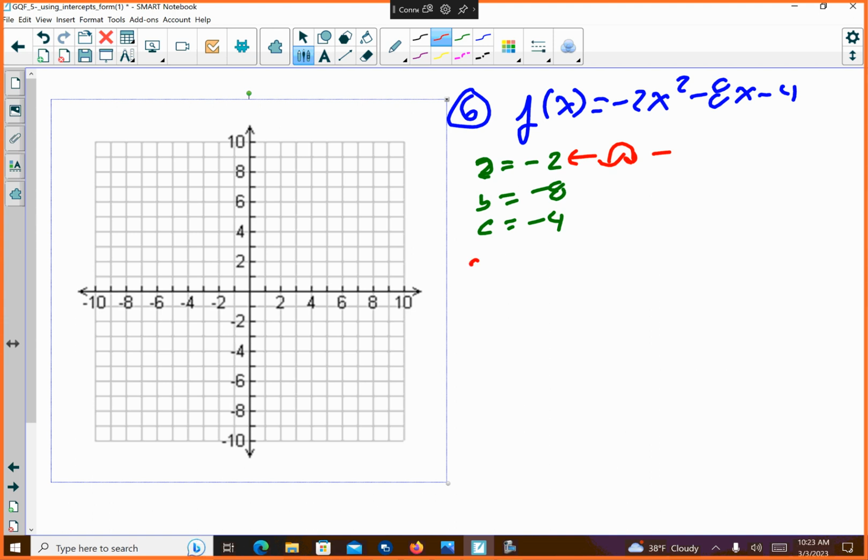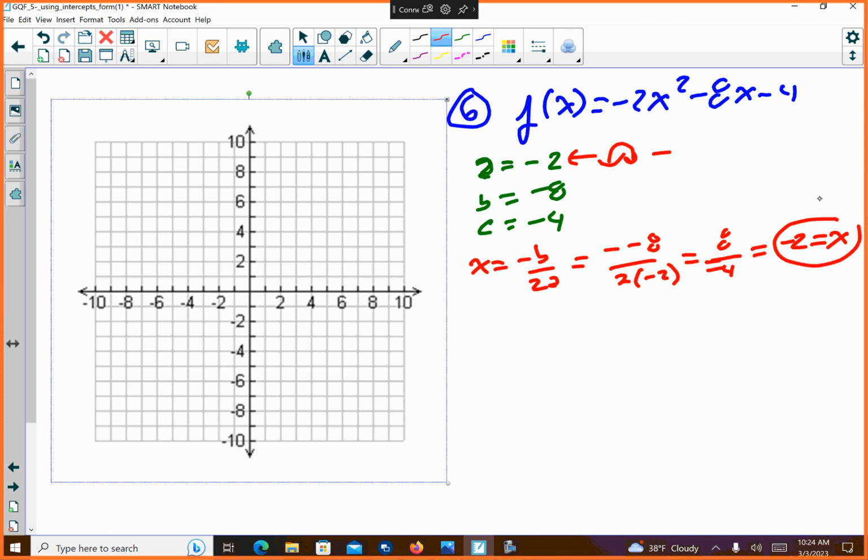All right. X equals negative B over 2A. So plug our values in. I get negative 8 over 2 times negative 2, which is 8 over negative 4. And I think that's negative 2. Do you feel comfortable with that math? All right, so negative 2 is over here.